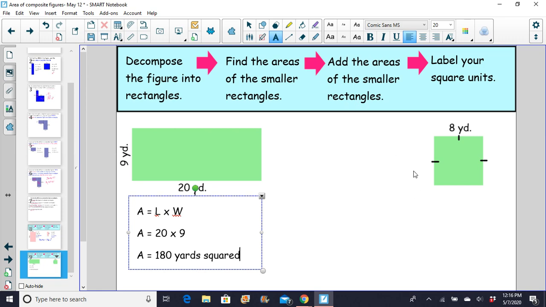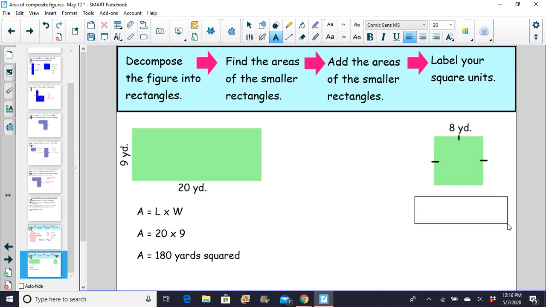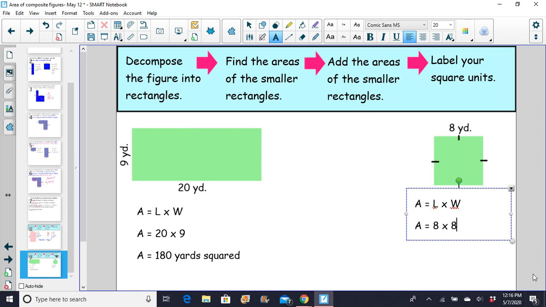Over here for my square, I'm going to go ahead and find the area of this square. Area equals length multiplied by width. I'm finding the area. The length is 8 yards multiplied by the width. The width is also 8 yards because it is a square. So the area of that square, 8 multiplied by 8 is, you got it, 64. And this is 64 yards squared, or square yards.